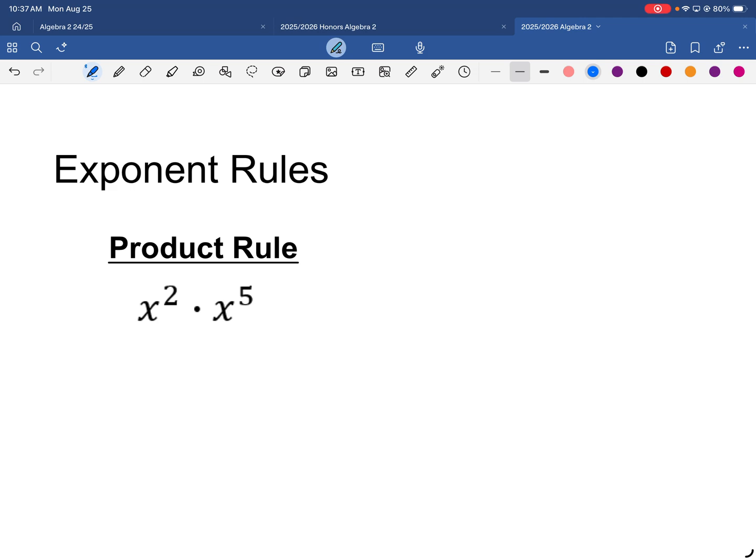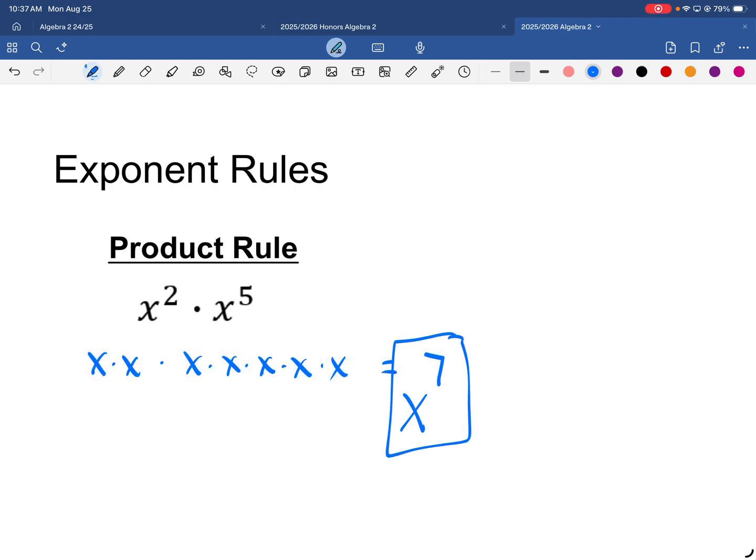Product rule would be an example if we have x squared times x to the 5th. Now, mathematically, we could expand this to x times x, that's x squared, times x times x times x times x times x. That's x to the 5th. Now, how many x's do you have? 1, 2, 3, 4, 5, 6, 7. So we have 7 x's. So our actual answer to this would be x to the 7th.